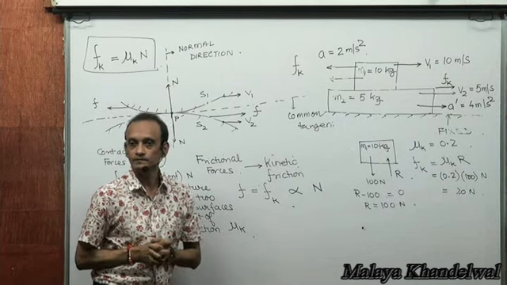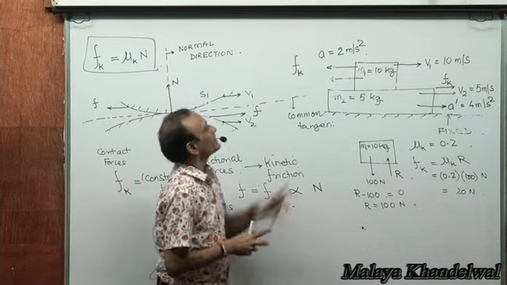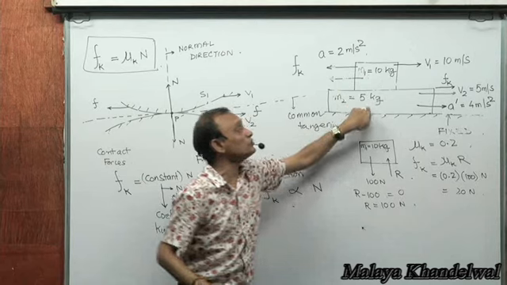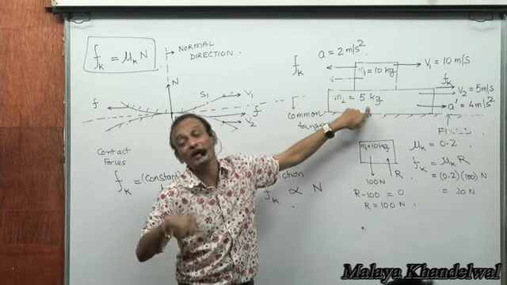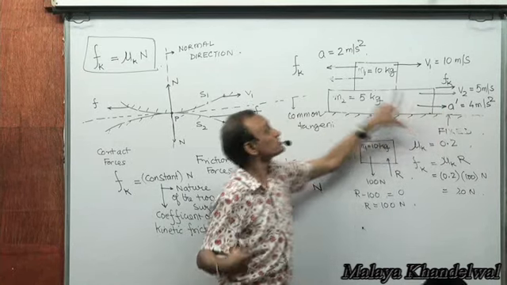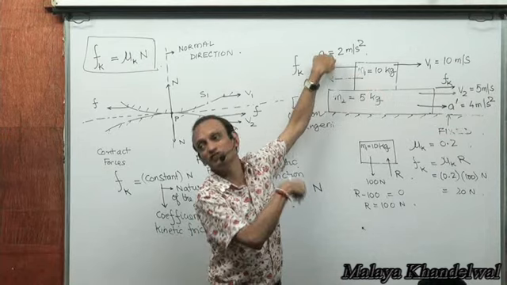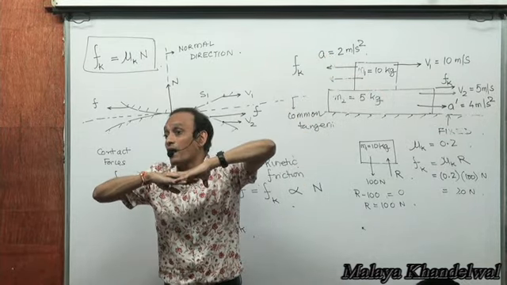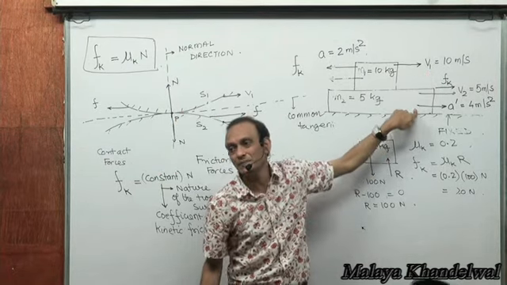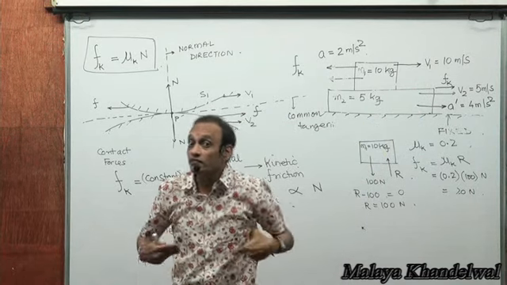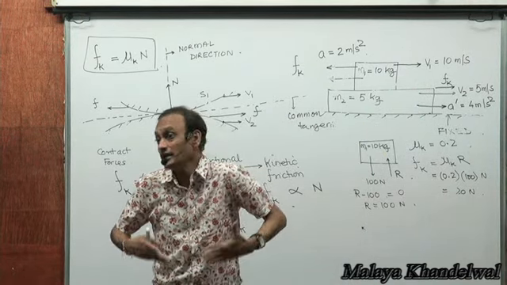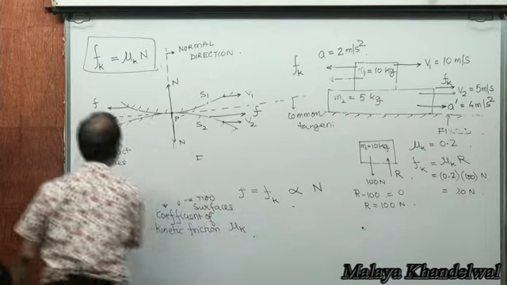Obviously, this retardation is trying to weaken the stronger, and this acceleration is trying to strengthen the weaker. This is the weaker and it is being augmented and accelerated. This is the stronger, it is being retarded and weakened, so that eventually they come at par. The velocity of this will keep decreasing, the velocity of this will keep increasing. Eventually, at some instant of time, they will reach a common velocity. Let's find the common velocity that they reach.